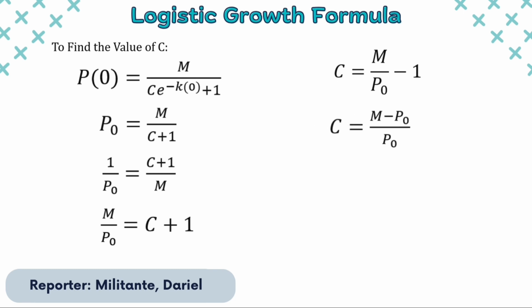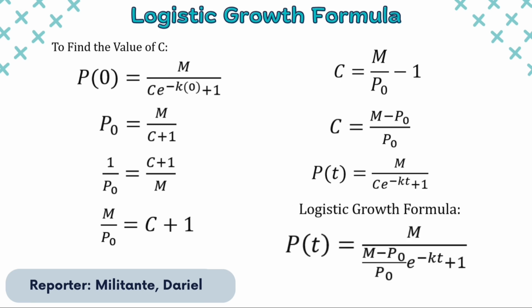Next, we get the LCD of p of 0 and 1, which is p of 0, and rewrite it in terms of its LCD. We will get c is equal to m minus p of 0 over p of 0. Finally, we replace the value of c in p of t is equal to m over c times e raised to negative kt plus 1. We will obtain the formula for logistic growth. Let's try to apply this derived formula to a sample problem.